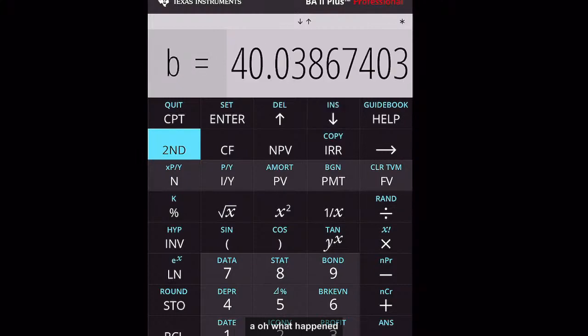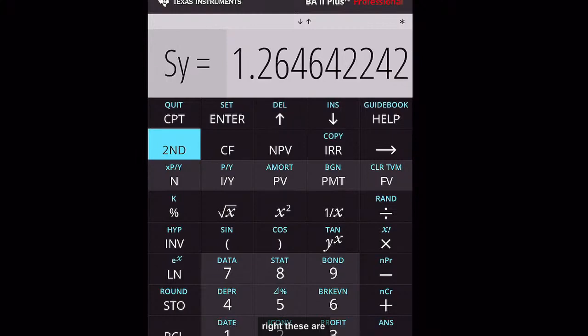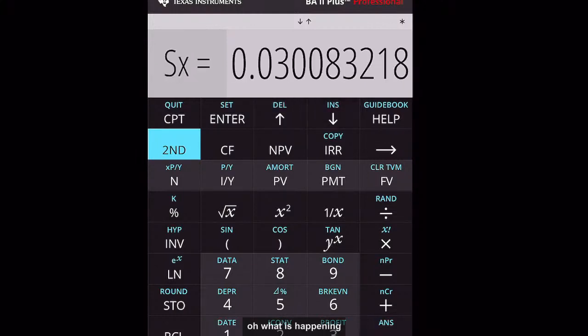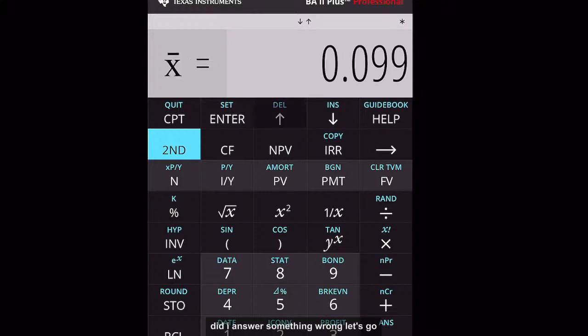Oh, what happened? What happened to my results? This is not right. These are different. This is some other data. Oh, what is happening? Did I enter something wrong?